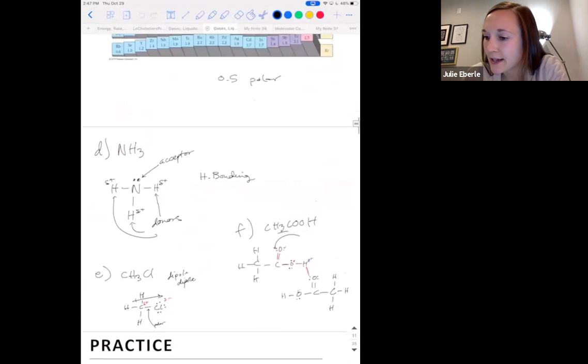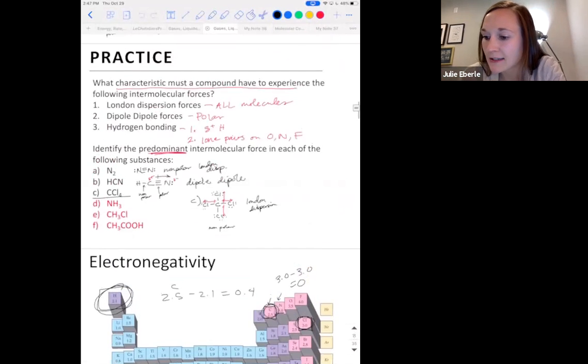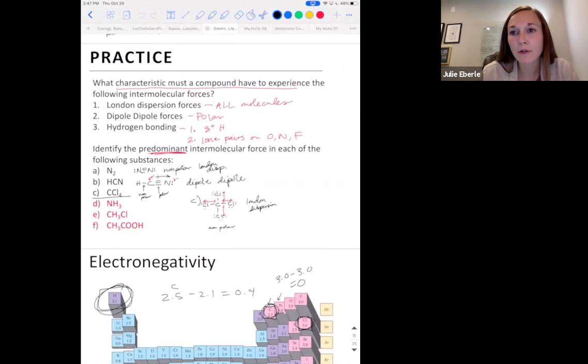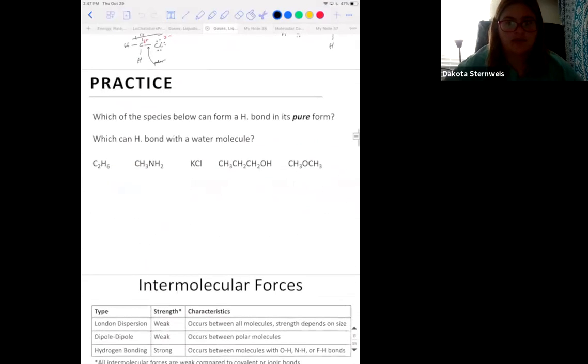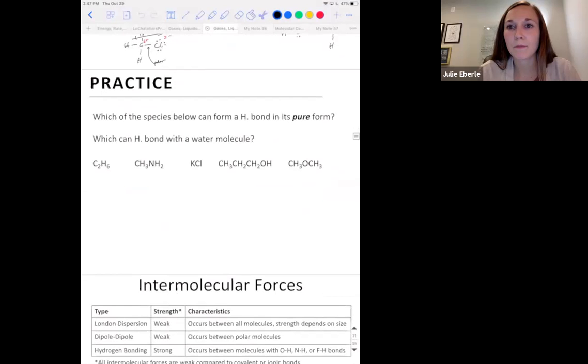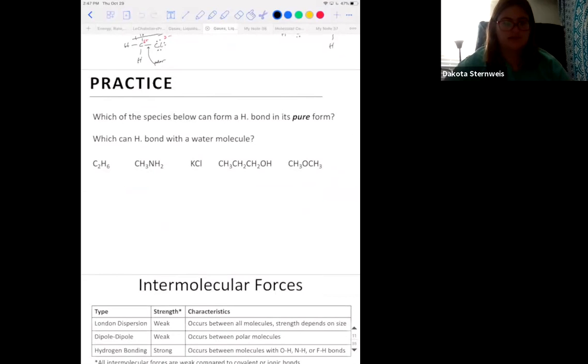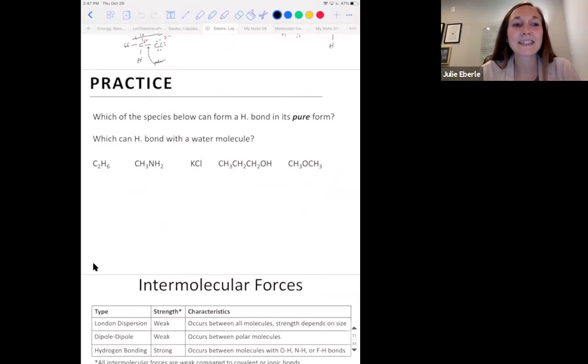Kind of as a reminder, we were practicing applying what we learned about intermolecular forces to actual molecules. So let's just recap. Can anybody tell me or remind me of the types of intermolecular forces that we learned about? Dipole-dipole. London dispersion and hydrogen bonding.